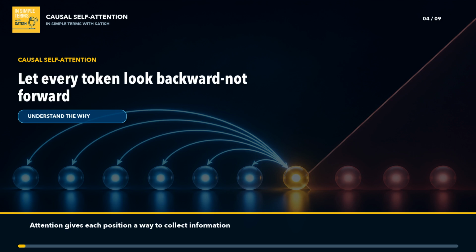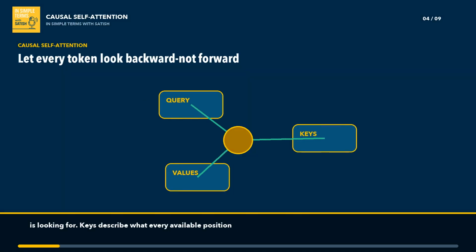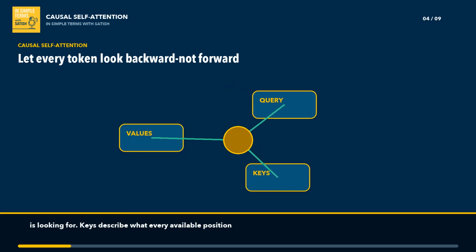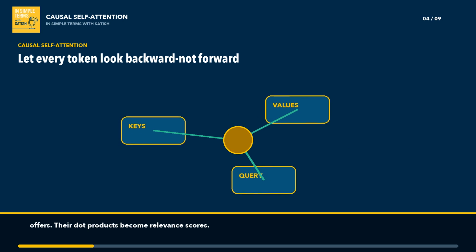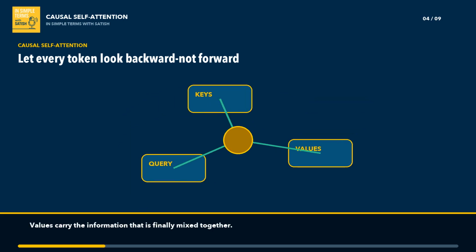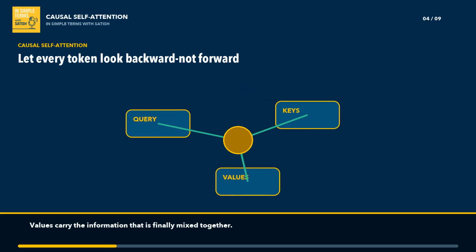Attention gives each position a way to collect information from earlier positions. A query asks what this position is looking for. Keys describe what every available position offers. Their dot products become relevance scores. Values carry the information that is finally mixed together.